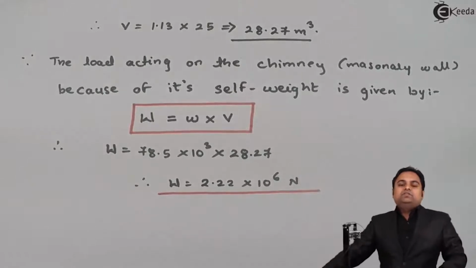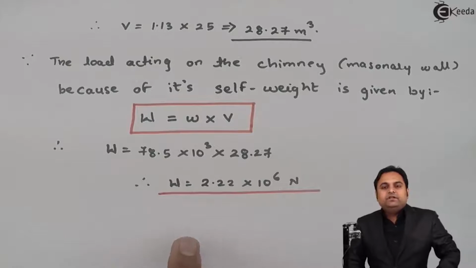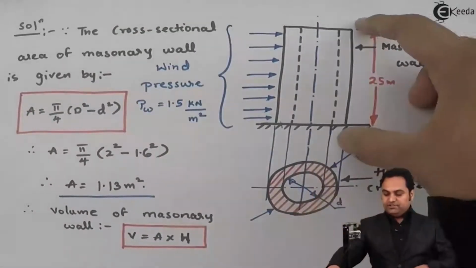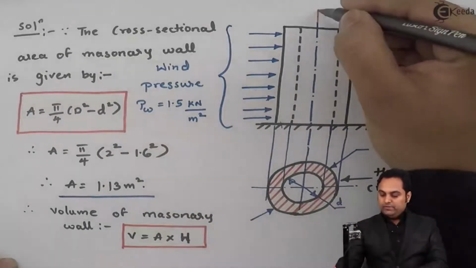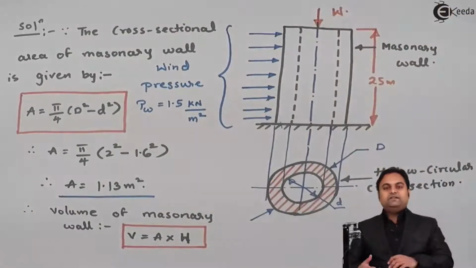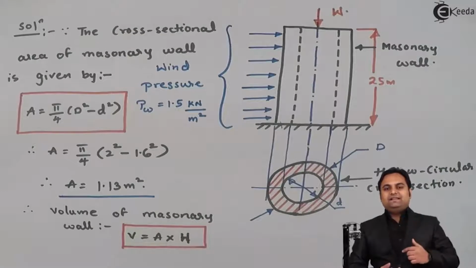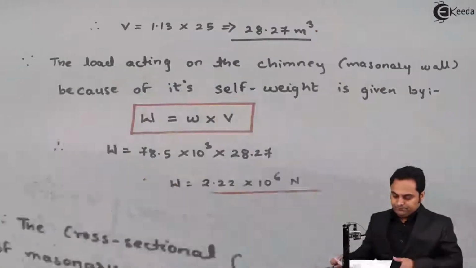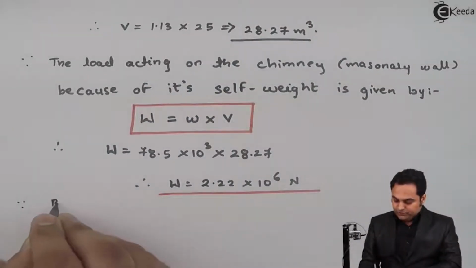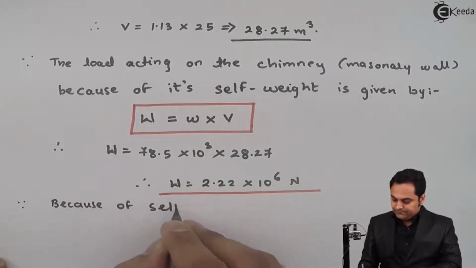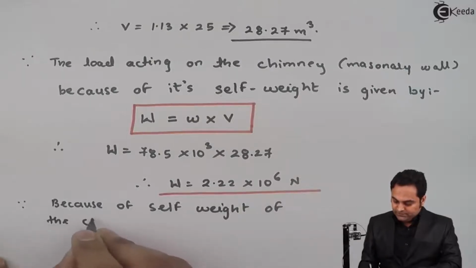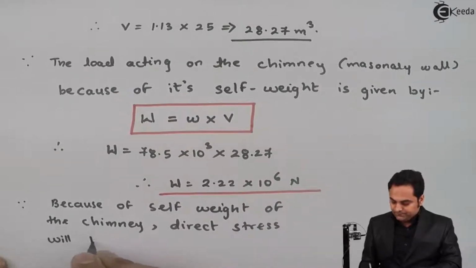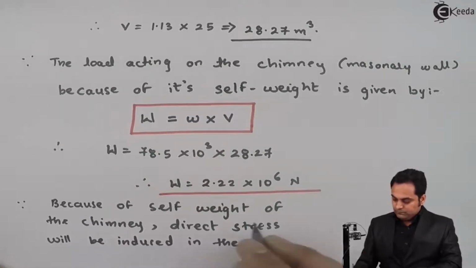Now this much is the weight which is acting on that masonry wall, and with the help of this weight there will be compression, because the load which is acting on the masonry wall, because of its self weight, will be axial, and because of that there will be compression in the masonry wall. So direct stress will be induced, and that direct stress will be of compressive nature. So here I'll write down that since because of self weight of the chimney, direct stress will be induced in the section.